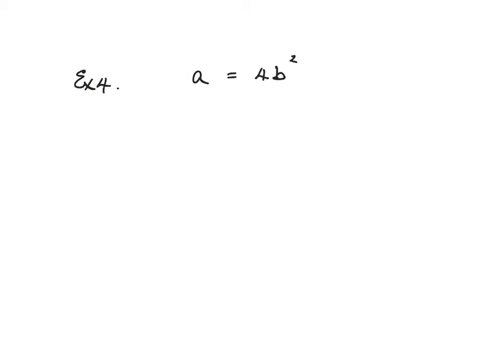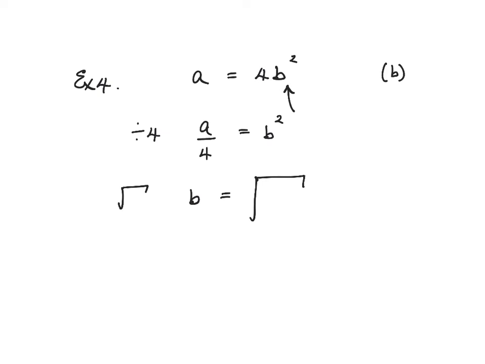So A equals 4b squared, and we want to change the subject of the formula from A to b, and you'll notice that the problem is that b has a square attached to it. First thing to do is to get rid of the 4. It's a multiplying factor, so we'll divide by 4. A over 4 equals b squared. How do we get from b squared to b? We take the square root. So if I turn the equation round at the same time, b equals the square root of A over 4.